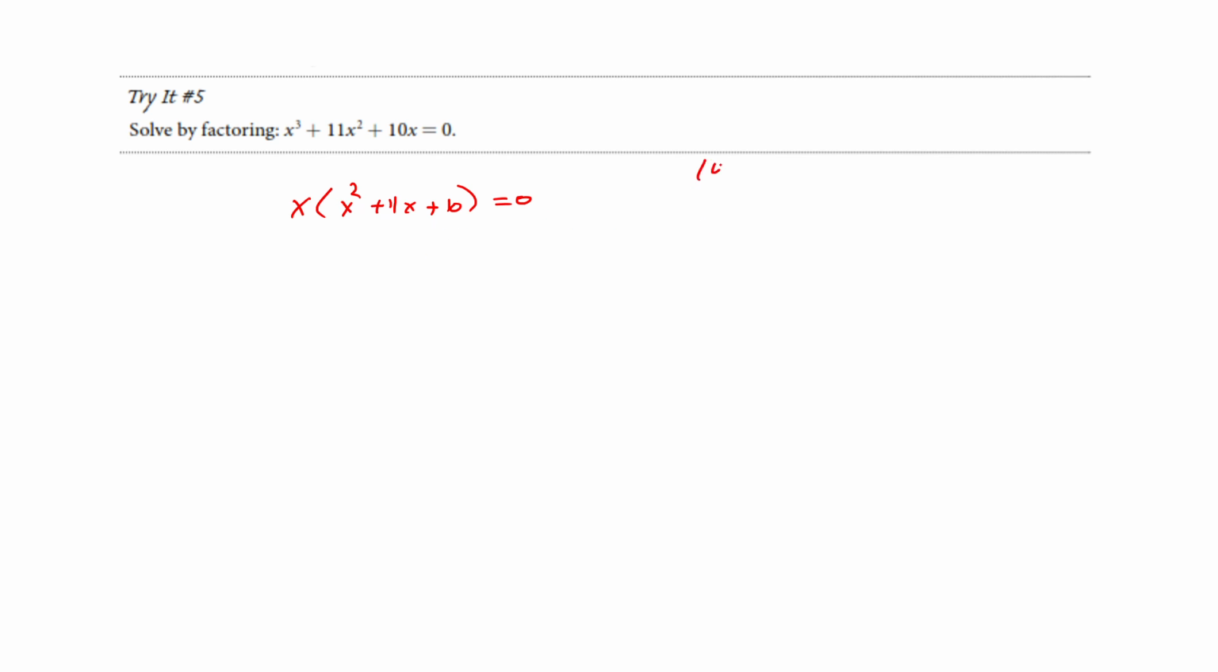I'm looking for two numbers that multiply to make 10 and add to get 11. So it's these two, if you can read my handwriting. It's just 10 and 1. Now I wish it was AC method because that's something students struggle with. That was pretty straightforward. Now we're going to set each of these parts equal to 0.